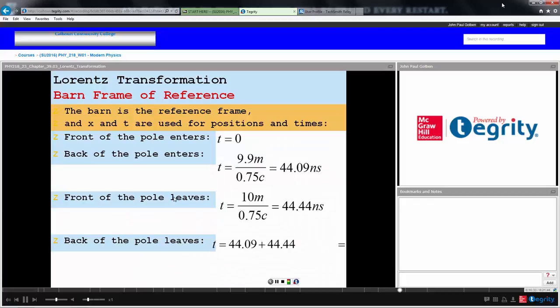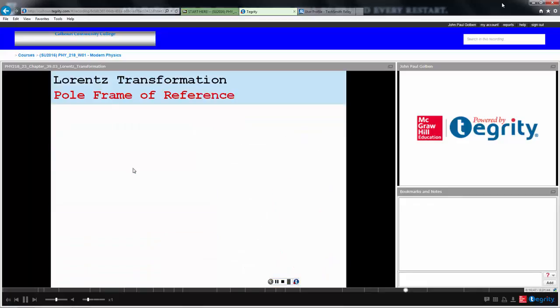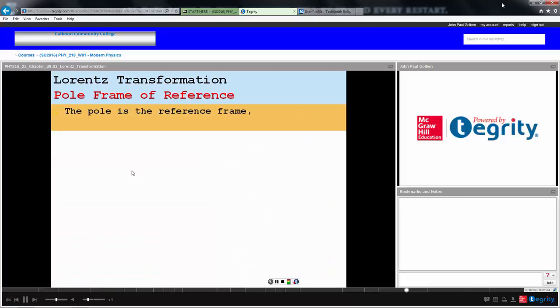Backup pole will leave at 88.53 nanoseconds, but we have no problem. He or she can close the barn and barn door simultaneously and contain the pole within the barn. What about the pole frame of reference?